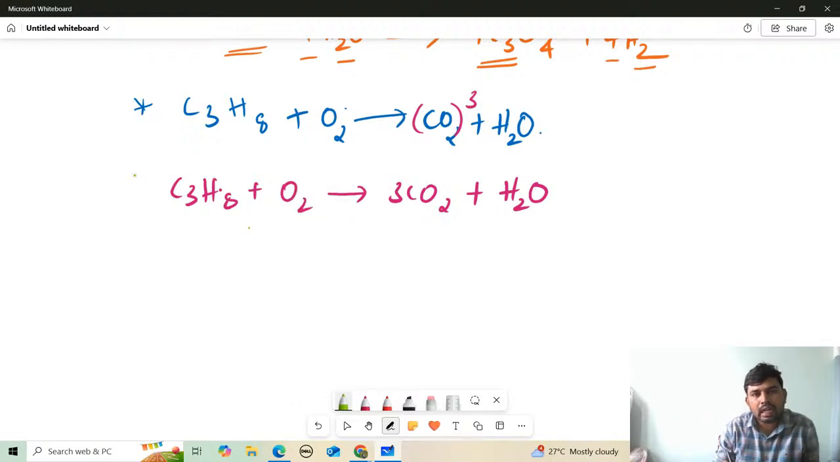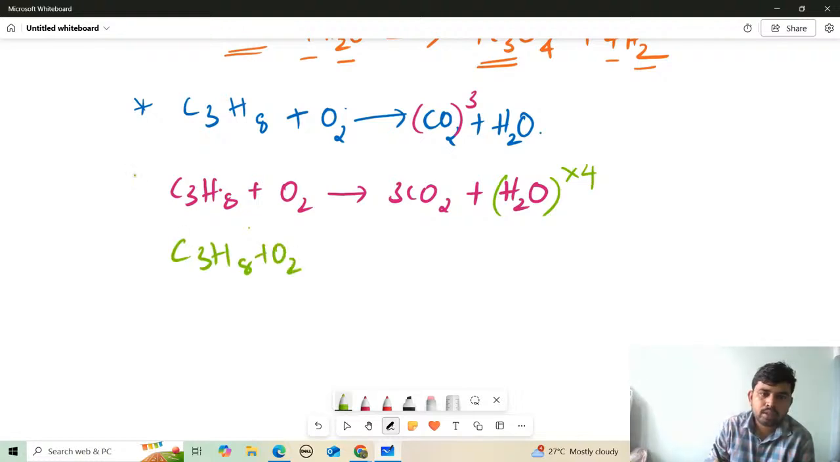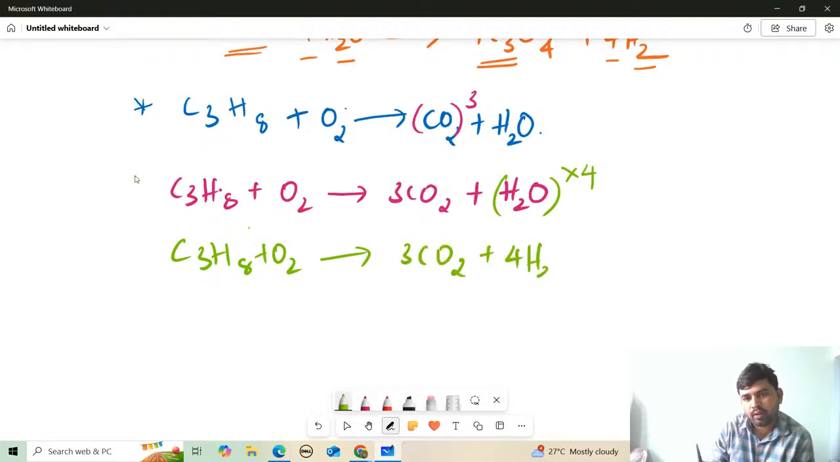There are eight hydrogens. You can see on the right hand side there are only two hydrogens. So I'll multiply this water with what we require. Two into four is equal to eight, so I'm multiplying with four. So I'll get C3H8 plus O2 gives rise to 3CO2 plus 4H2O. Which one is balanced? Hydrogen.